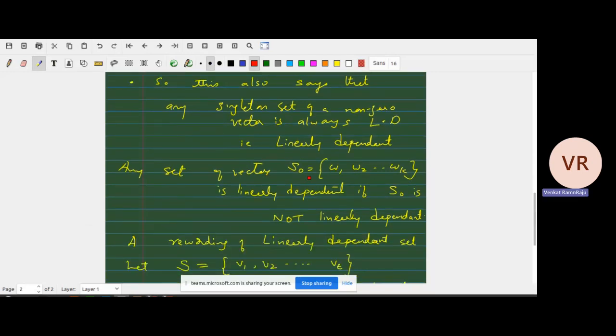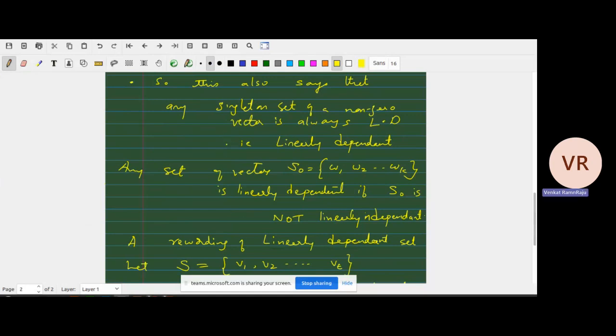And any set S is linearly dependent if it is not linearly independent, I should have said. Sorry. A set is called linearly dependent if it is not linearly independent.